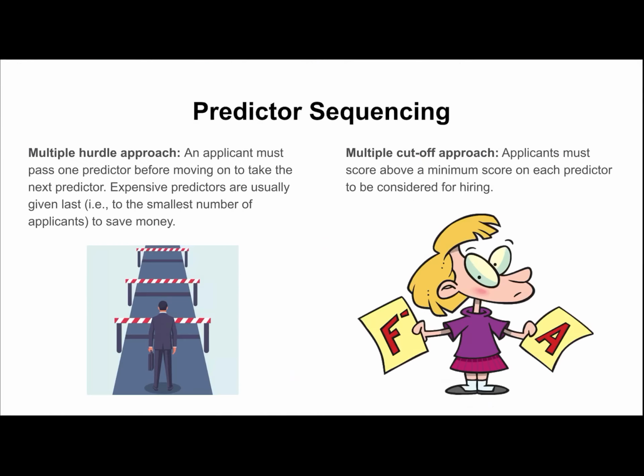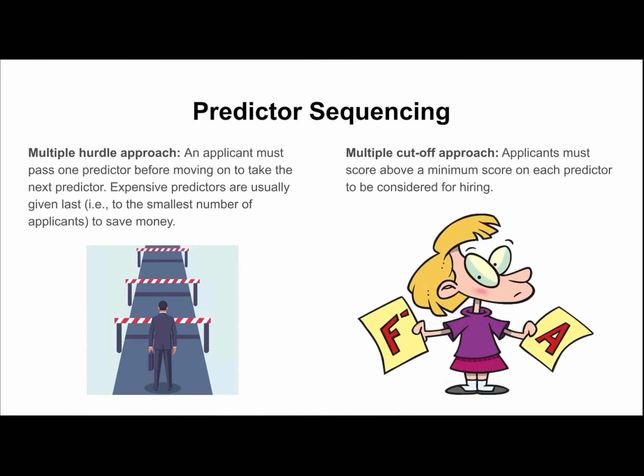Once we've decided which predictors to use and how to weight them, we move on to predictor sequencing. What order do we administer them in? And there are 2 approaches to this. The first is called the multiple hurdle approach, where the applicant must pass one predictor before moving on to the next predictor. This is a cheaper way to do things because not everybody has to do every predictor. The pool gets smaller and smaller as you weed people out. And many organizations save the expensive or longer predictors for the end because there'll be fewer number of applicants taking them, and this will help them save money.